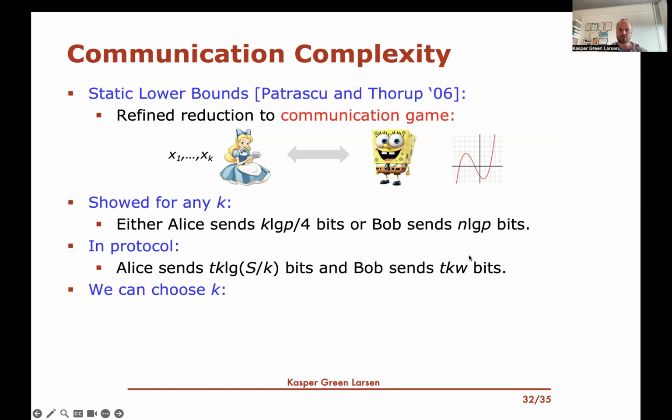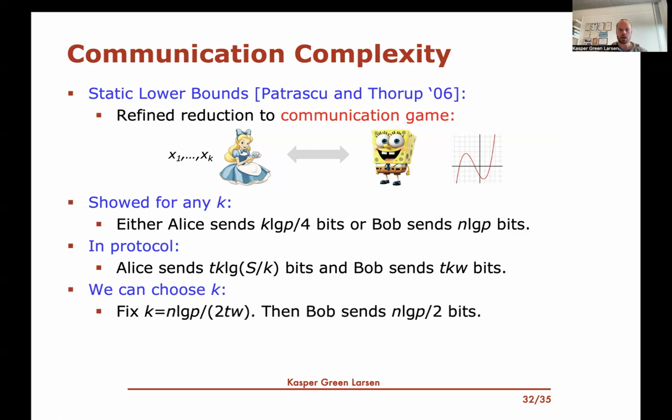Now, of course, we don't want to choose it too high, because then Bob's part of the communication breaks in some sense. So what we want to do is choose k so large that Bob's communication just doesn't exactly hit this lower bound here. So we're going to fix our k to be n log p over 2tw. Why is this? Because if we insert this value for k in Bob's communication, then Bob is sending a total number of bits of n log p divided by 2.